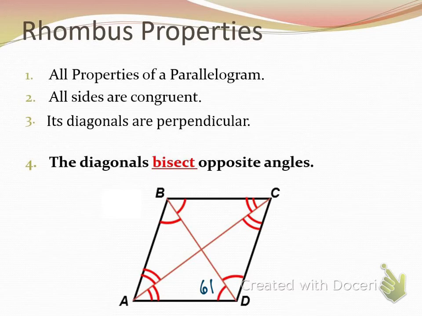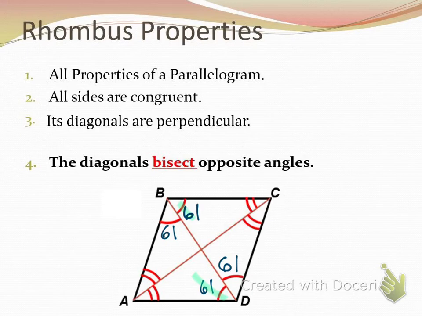In a rhombus, the diagonal cuts the outer angle in half. So if this piece is 61, you can go ahead and write in that the piece right next to it is 61. Which means the angles across from it, because this one is alternate interior with this one, and this angle is alternate interior with this one. So those would be 61 and 61 as well. But again, that's in a rhombus and not in a regular parallelogram.